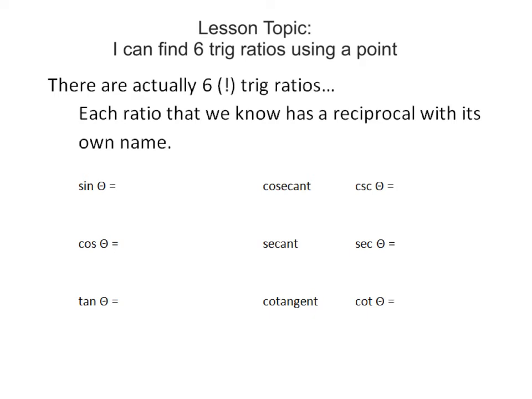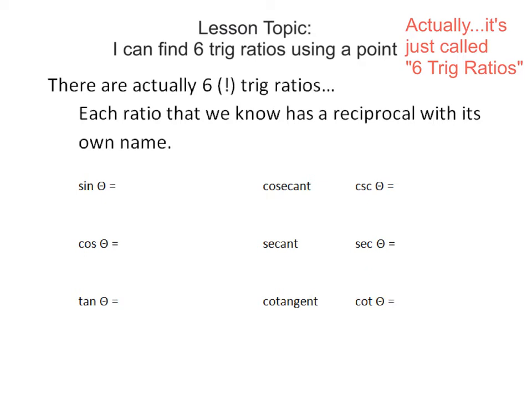The lesson topic for this video is, I can find 6 trig ratios using a point. So, yes, I did say 6 trig ratios. There are actually 6 trig ratios, even though we have always known only 3 of them. We've known sine, cosine, and tangent, both in geometry and in algebra 2. But now there are 3 additional trig ratios. There are cosecant, secant, and cotangent.